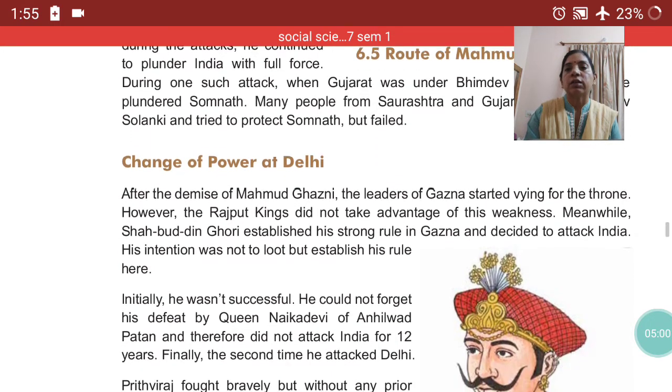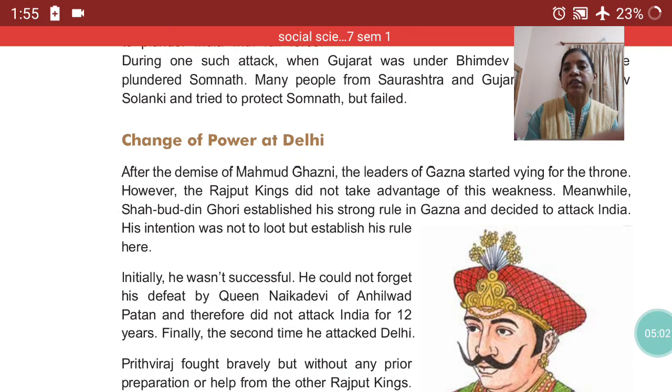Now let us see how the other ruler came to rule over India. So there was change of power in Delhi after the demise of Muhammad Ghazni. The leaders of Ghazna started vying for the throne. However, the Rajput kings did not take advantage of this weakness.